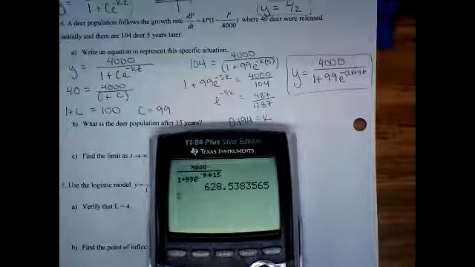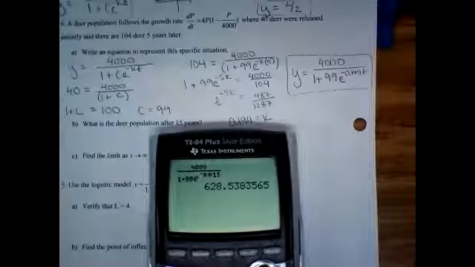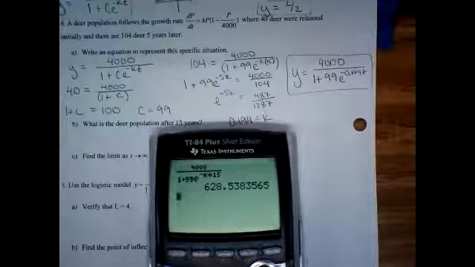If you do 3 decimal points, that's okay. I didn't mind chopping up the bacteria. They don't really have feelings, but this is deer. So let's round to the nearest whole deer. So 629 deer.